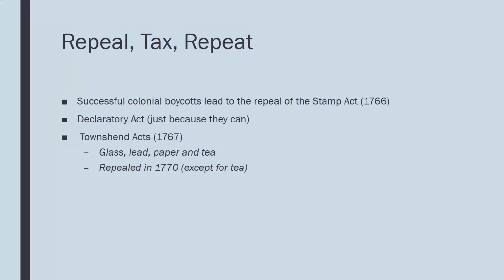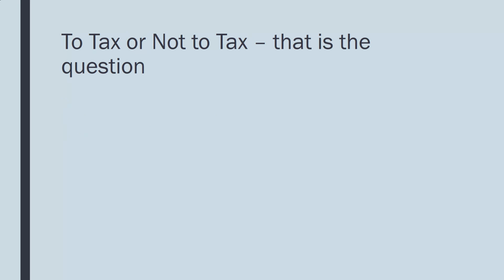But then we get the Townshend Acts, 1767, that will tax the basic supplies of life here: the glass, also lead, paper, and tea. Again, the boycotts kick in. Most of these acts are going to be repealed, except for the tea tax, which again is just trying to signal to the colonies, we can still tax you if we want to. So to tax or not to tax, that is the question.